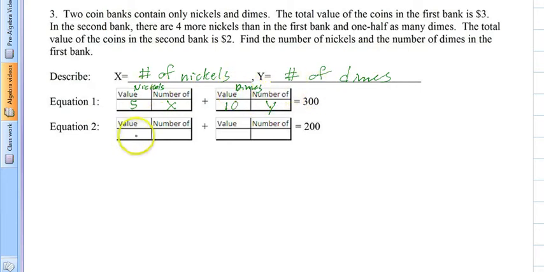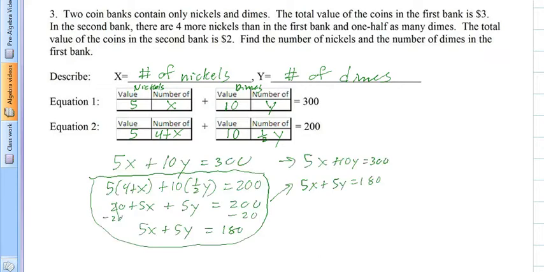Now see if you can figure out the second equation. I'll give you a hint. That has to be 5, and that has to be 10, because dimes and nickels don't change in value. So all you have to do is translate to find those 2. Hit pause and give it a shot. And that's what you should have. It says there's 4 more nickels than in the first bank, and half as many dimes. So now you can write out your equations. Hit pause and go for it.